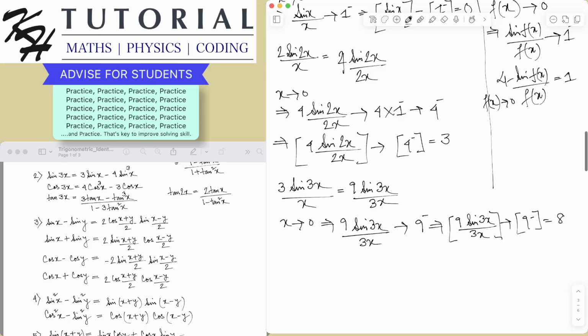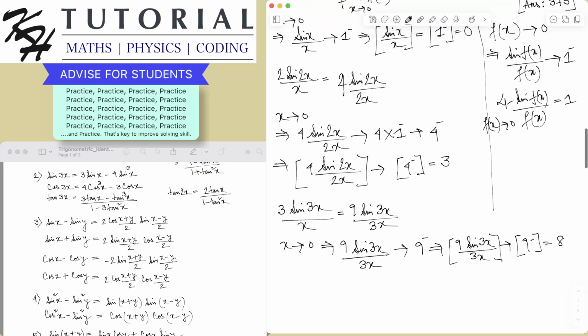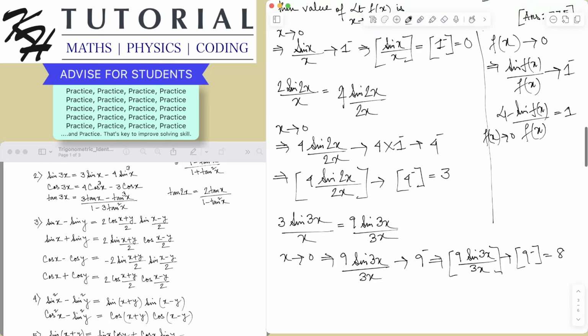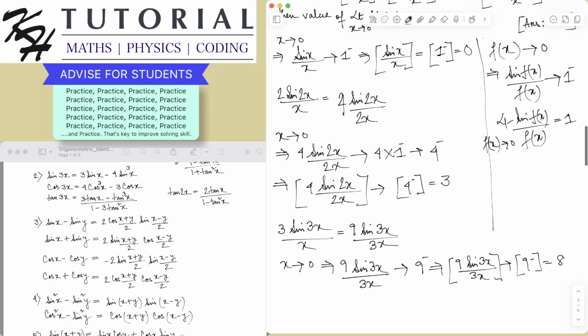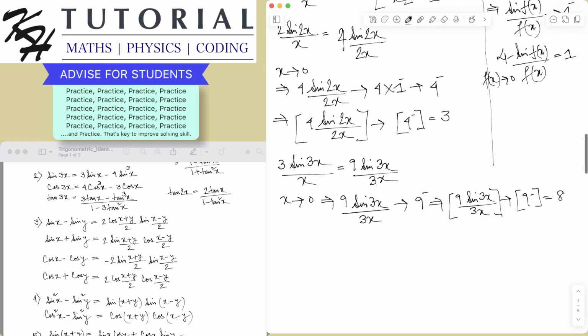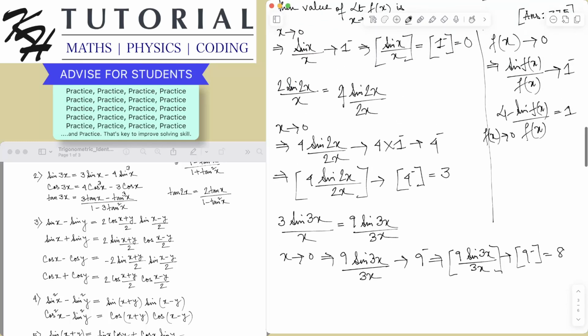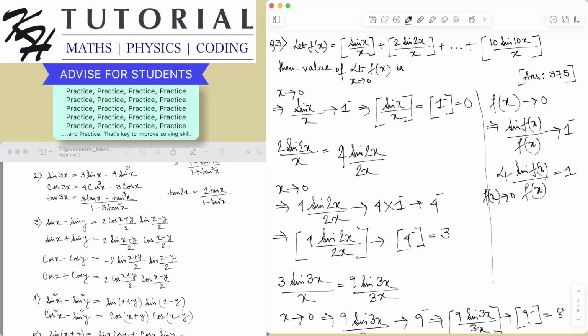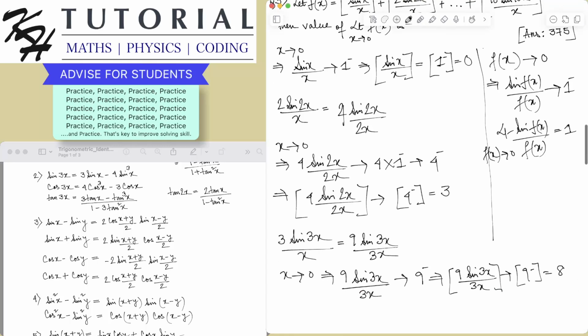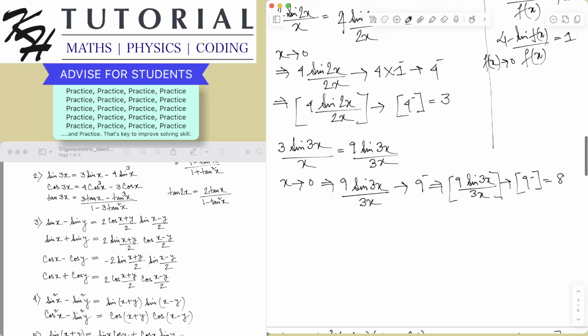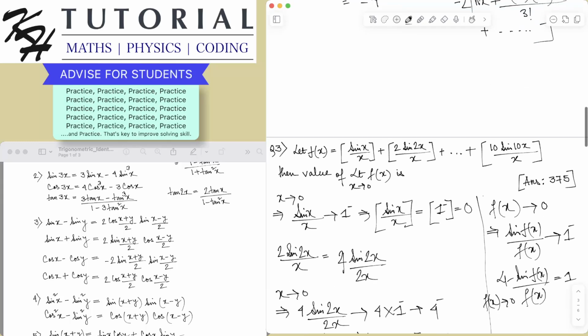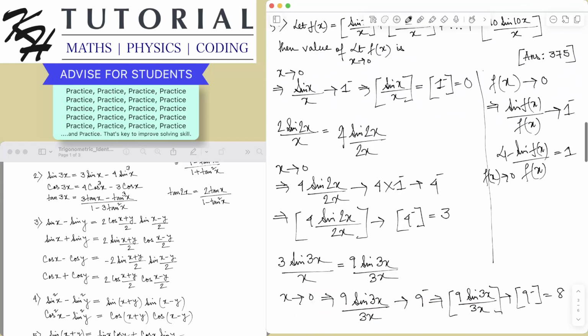Okay, do we see any pattern? 0, 3, 8. I don't know. Let's see. I think this way it will be very tedious. So what is the nth term? So we have 10 terms.